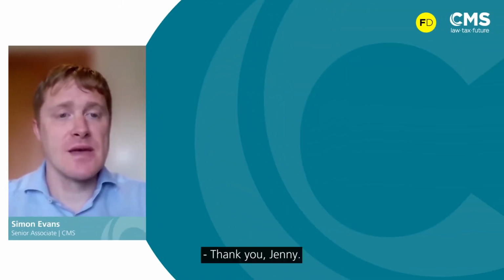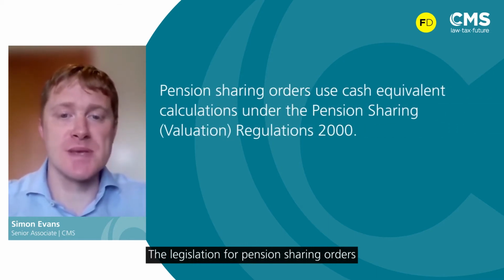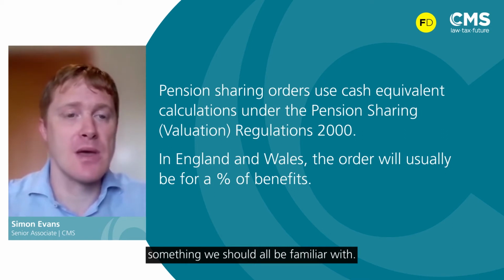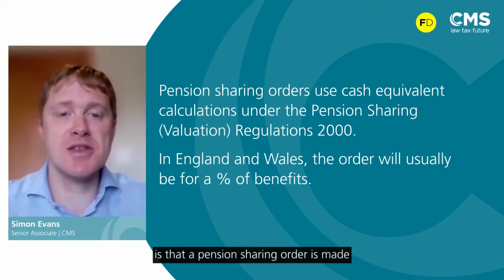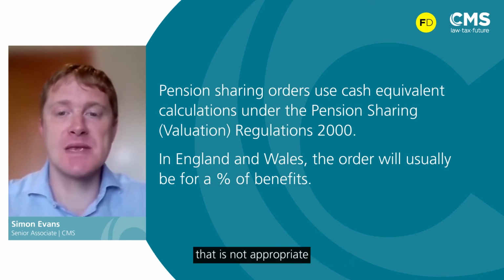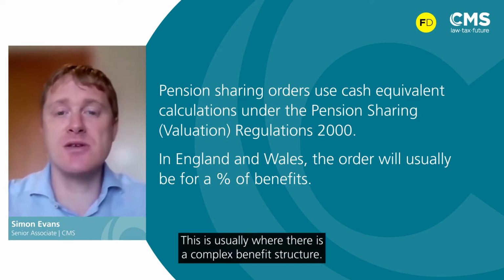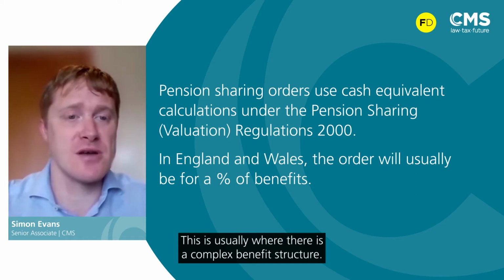Thank you, Jenny. The legislation for pension sharing orders is based on using cash equivalents, something we should all be familiar with. One issue we've seen, though, is that a pension sharing order is made that is not appropriate to the circumstances of a particular scheme. This is usually where there is a complex benefit structure. Emma, beyond a request to provide CETV, what kind of information should trustees be providing when asked?